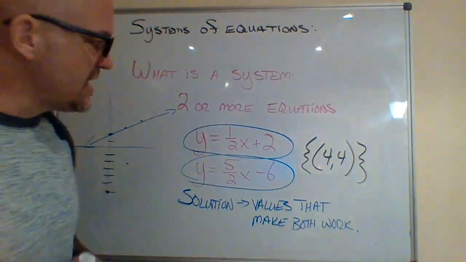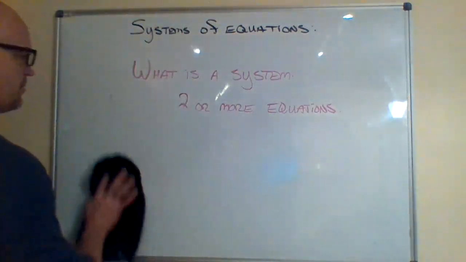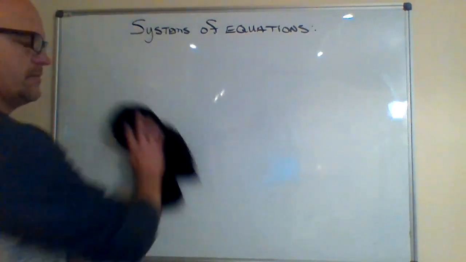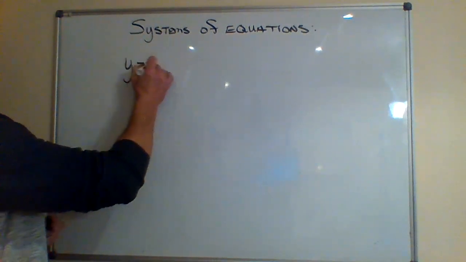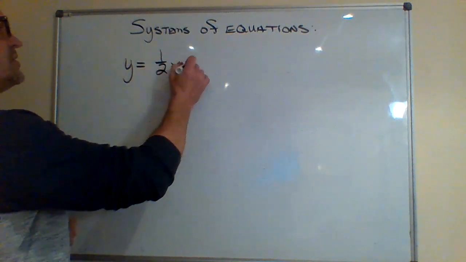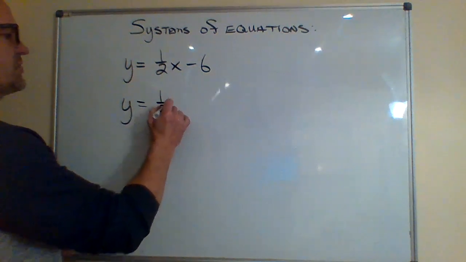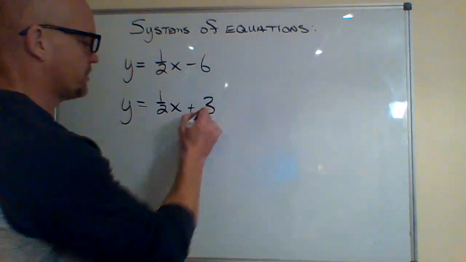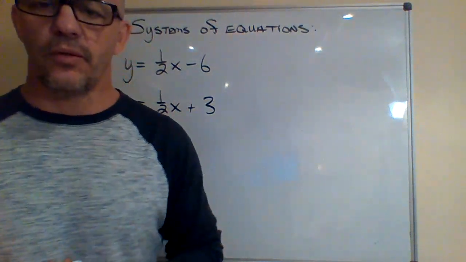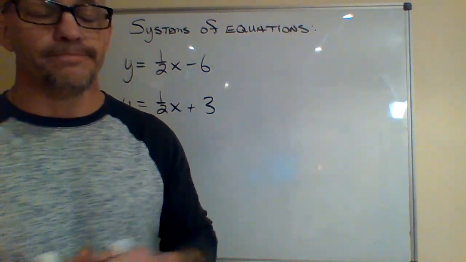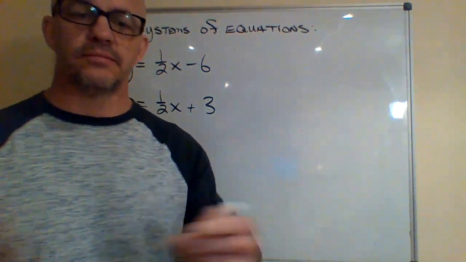Now, this does lead to two possibilities that are odd. The first one would be if I had an equation like y equals 1/2 x minus 6, y equals 1/2 x plus 3. If you have a piece of graph paper, pause the video and graph them both. Hopefully you do. Once you have those graphed, come back on the video and we'll talk.